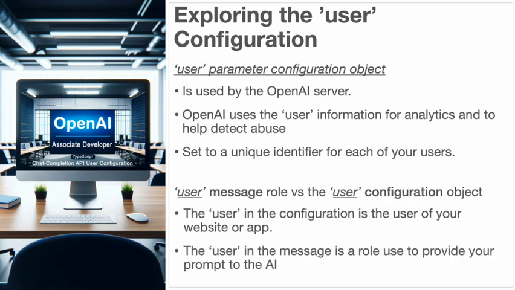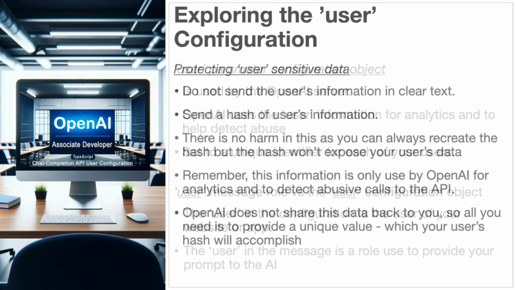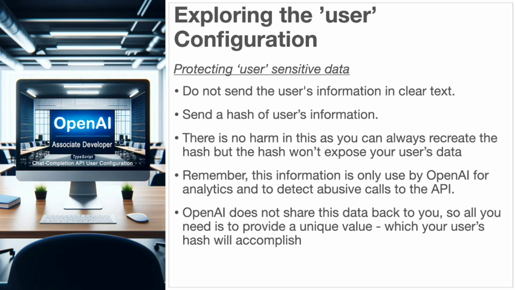The user role in the messages object defines the role of a specific message in the conversation, while the user property in the configuration is purely for backend analytics, strictly used by OpenAI for now. Since this property can potentially carry sensitive information, it's a best practice to hash the username or any personal identifier before sending the data to OpenAI. Hashing ensures that no personal information is directly sent, maintaining user privacy and security.